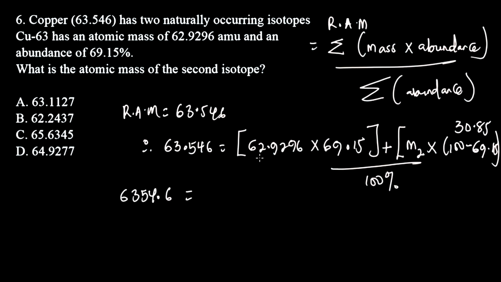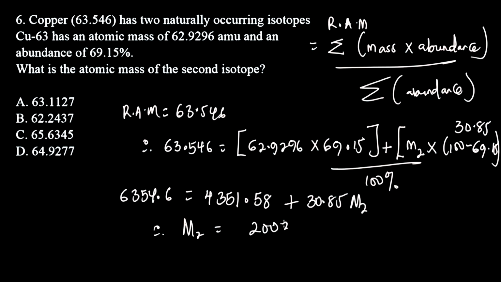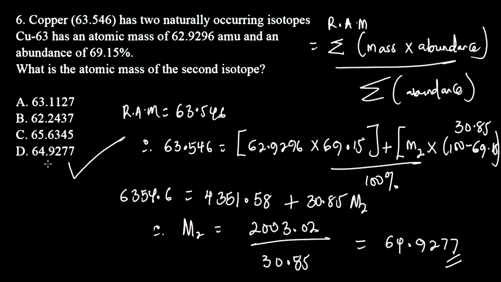So this becomes 6354.6 equals, when we do this, 4351.58 plus 30.85 M2. Therefore M2 equals 2003.02 over 30.85, which is 64.9277. So option D is the answer.